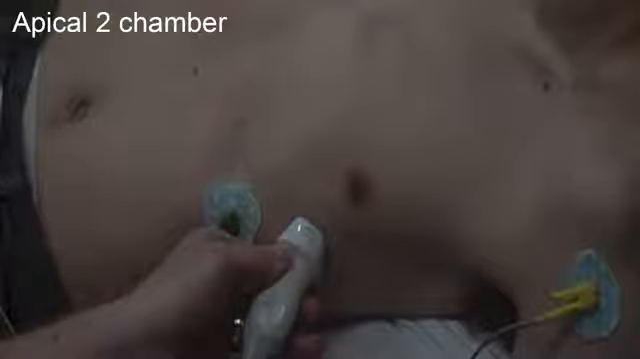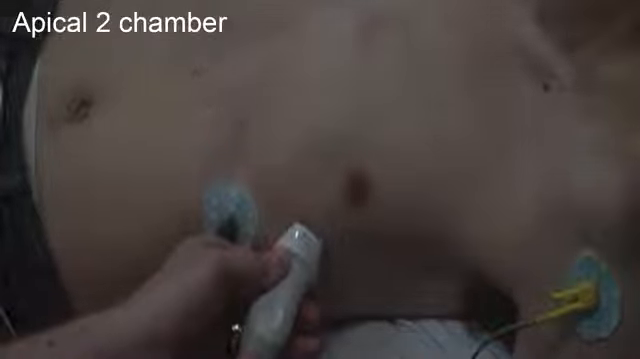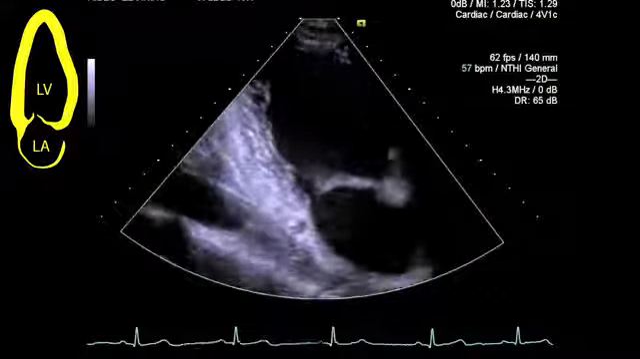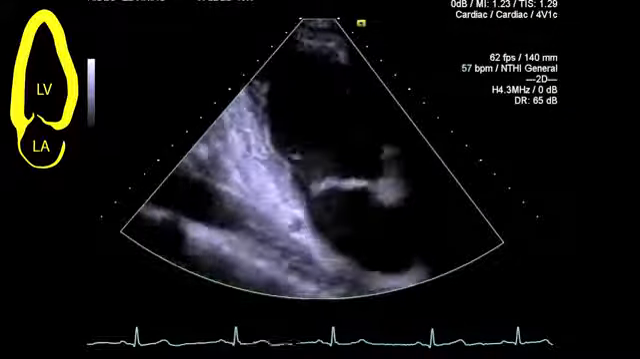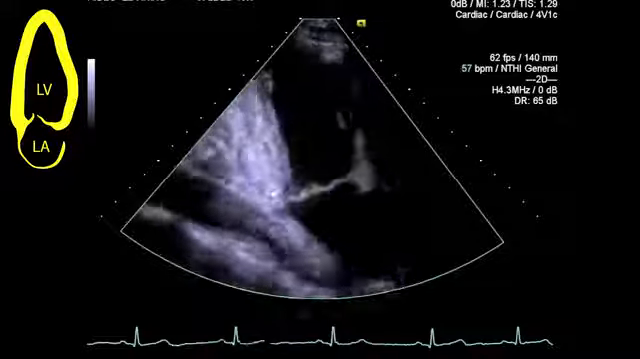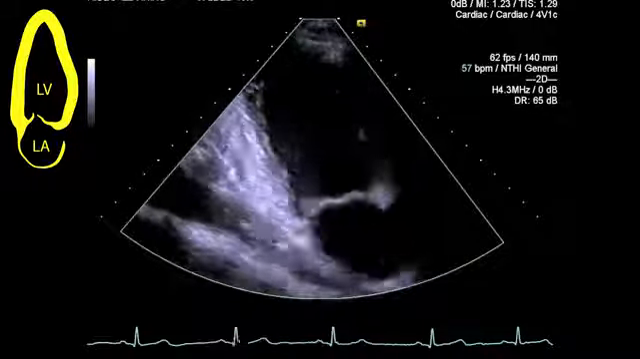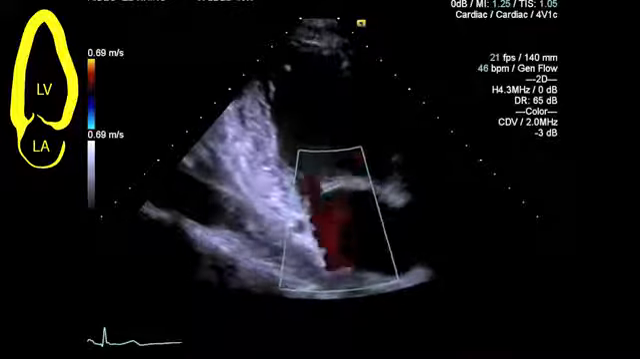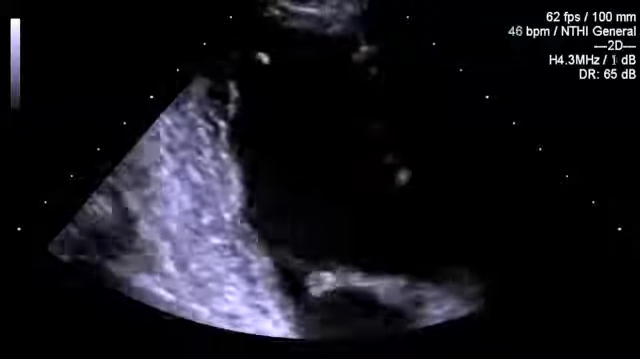The apical 2 chamber is achieved by rotating the probe in an anti-clockwise direction from your apical 4 chamber, whilst trying to maintain the same ultrasound trajectory through the apex of the heart until you can see both the anterior and the inferior walls of the left ventricle. Again, make an assessment of any gross valvular pathology and have a look at the left ventricular wall contractility to see any obvious regional wall motion abnormality.